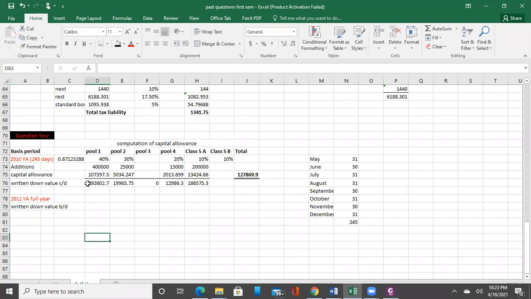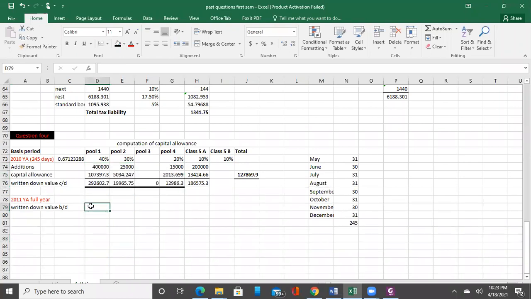Written down values brought down is going to be these figures you had here. So you are just repeating them here again.